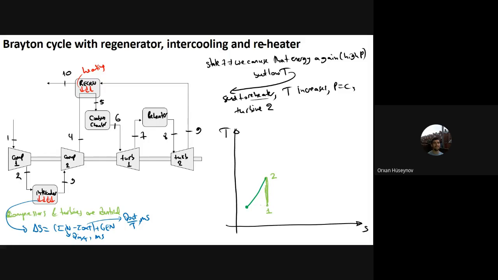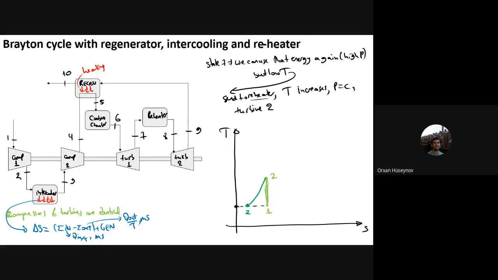Again, back to state 1. You can see it's again back to state 1. Let me erase that part, and to make sure everything is all right, I will add this state 1 temperature here. You can see this one is the state 1 temperature. And that intercooler cools the process by decreasing the entropy back to state 2.